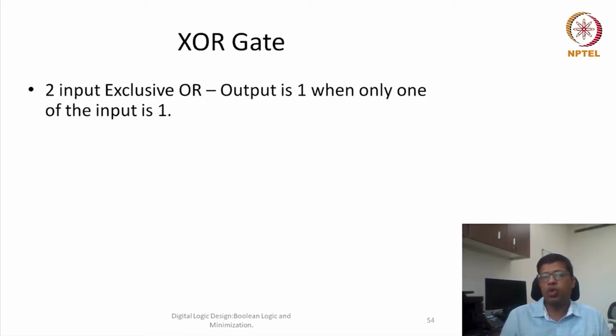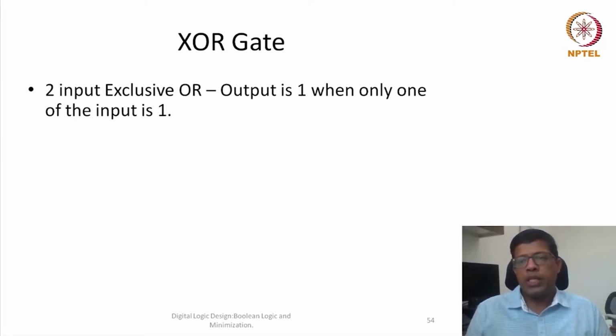One of them is the XOR gate, also called the exclusive OR gate. The basic idea is, let's say there are two inputs. If only one of the inputs is 1, then the output is 1. This is the basic behavior or functionality of an XOR gate. So if I want to write the truth table, only one of the inputs should be 1, and then only the output is 1.